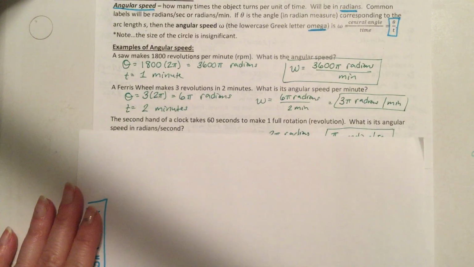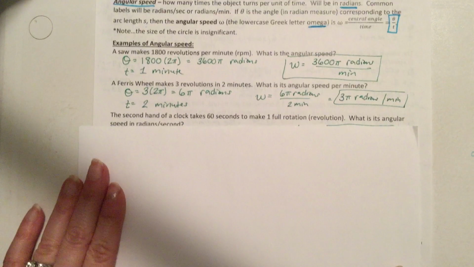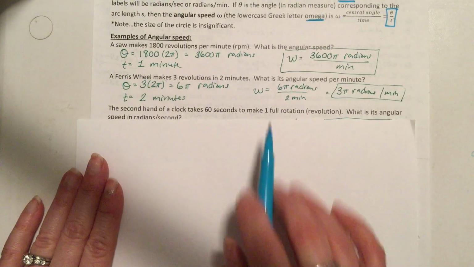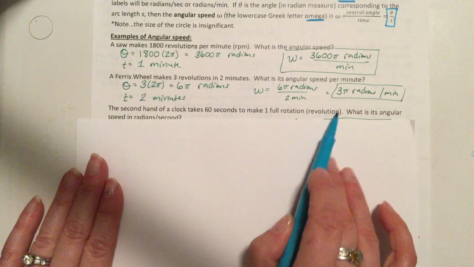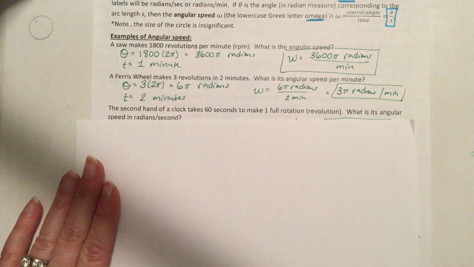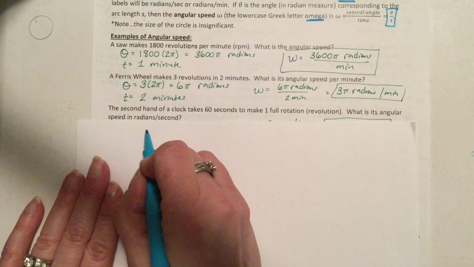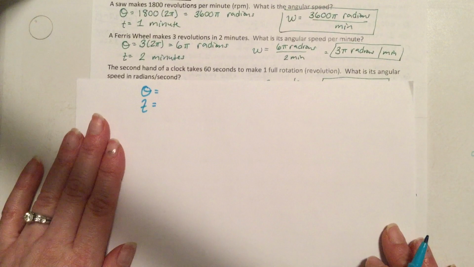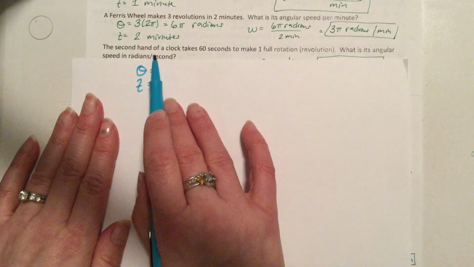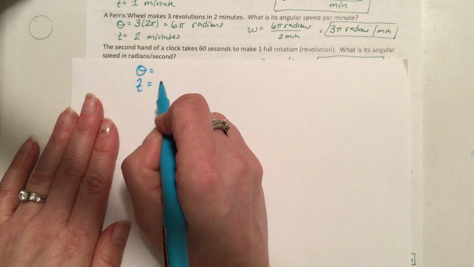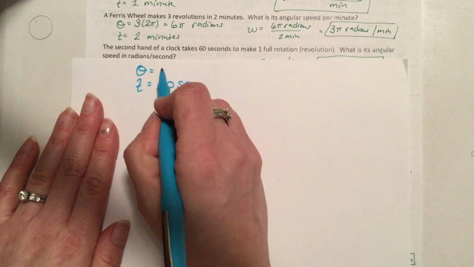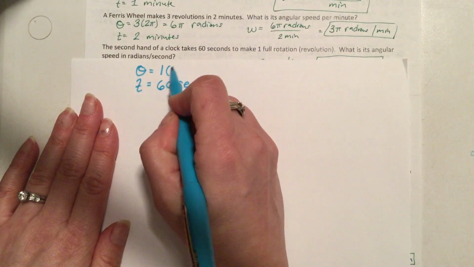Let's do another one. The second hand of a clock takes 60 seconds to make 1 full rotation or revolution. What is its angular speed in radians per second? So again, in order to calculate angular speed, you need to know theta and you need to know time. So the second hand of a clock takes 60 seconds. So that's what the time is. It's 60 seconds to make 1 full revolution. So it goes around 1 time.